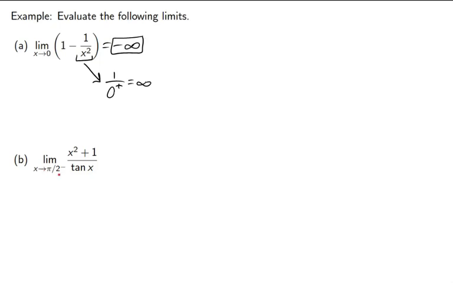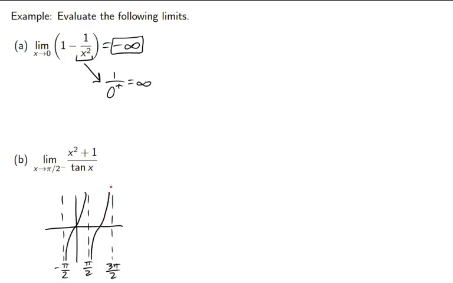Next one. X approaches pi over 2 from the left. So you probably need to know a little bit about the tangent function. Tangent function has asymptotes at all the odd multiples of pi over 2, which we talked about just a moment ago. What it looks like, put negative pi over 2 on here also. What it looks like is this kind of wave here. Crosses in the middle of the interval and has a bit of rotational symmetry also. But you'll notice as x approaches pi over 2 from the left, the function is approaching infinity. So this is approaching infinity.